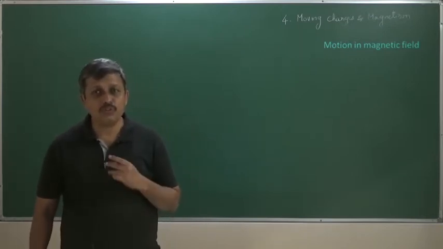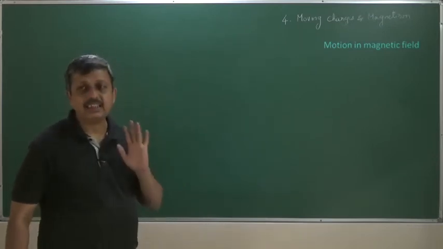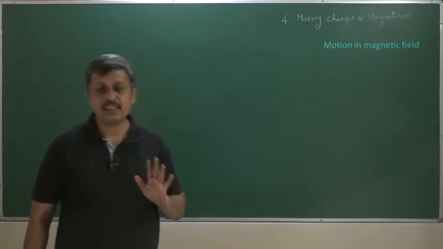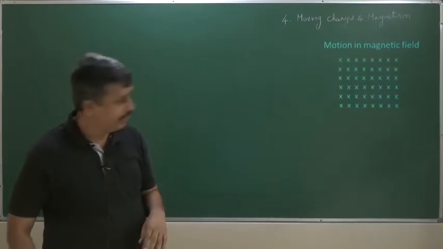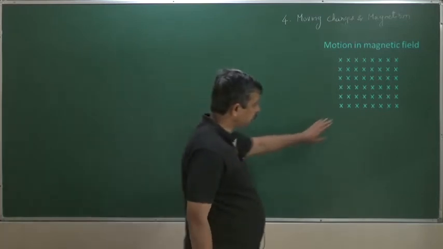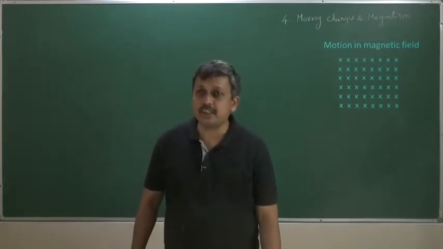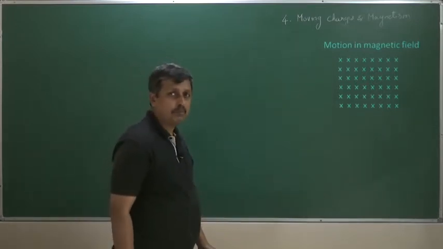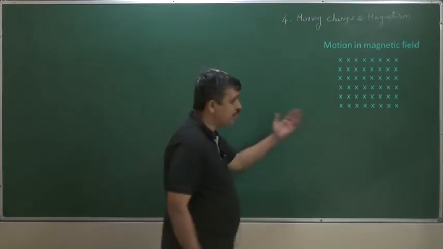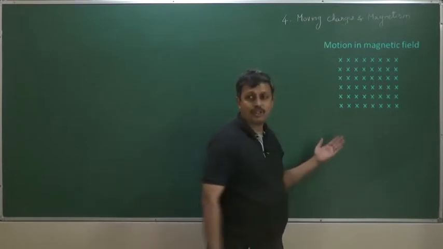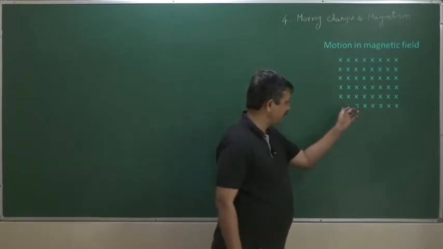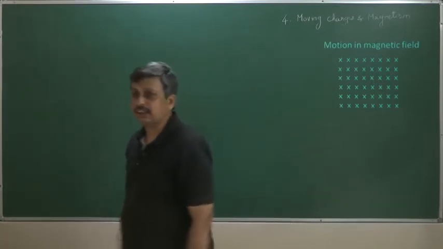So, what we will do is, let us first consider a scenario where there is a magnetic field. The magnetic field is somewhat like this. When I have put crosses here, they actually mean the magnetic field is perpendicular to the plane of the board and going inside. So, that is basically these crosses.